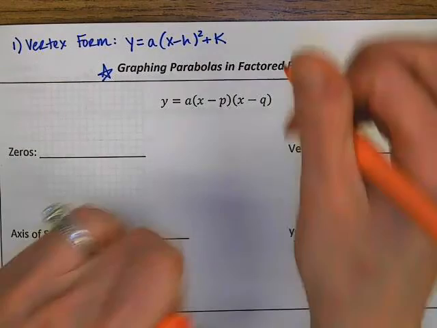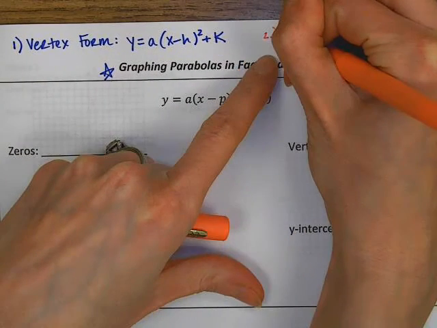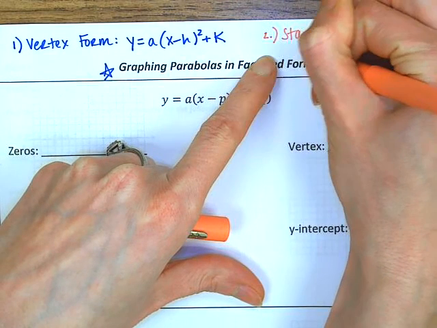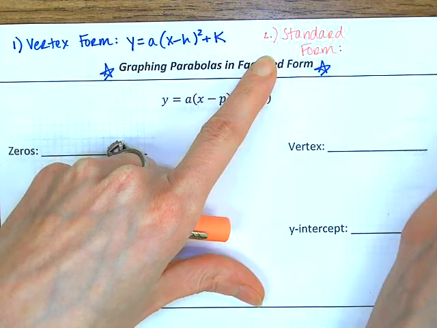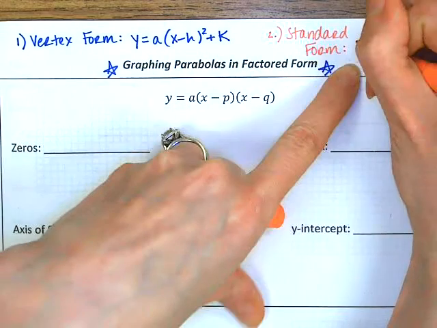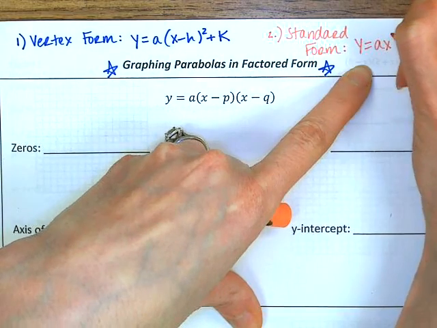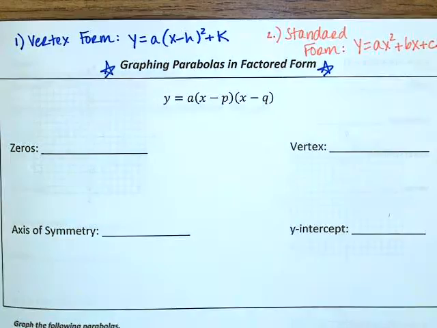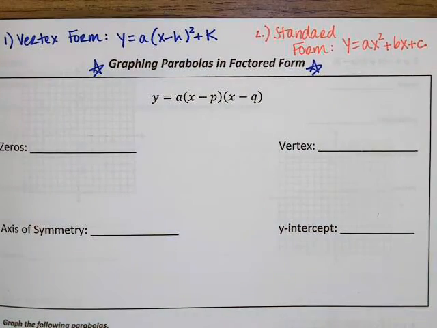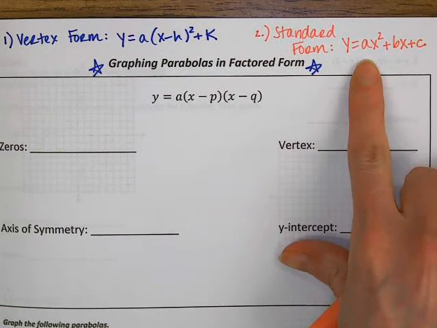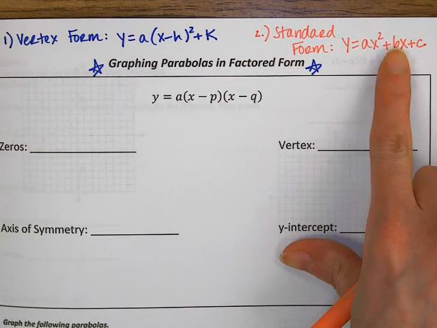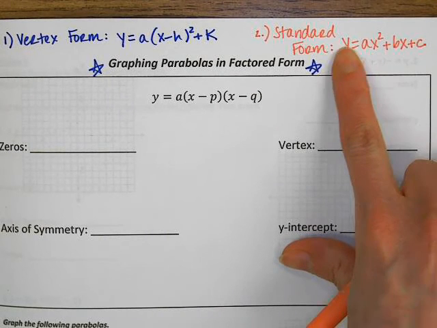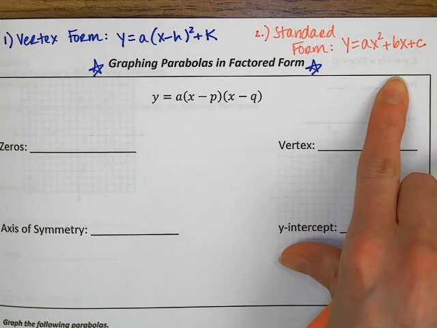And then next, after that, we graphed parabolas given to us in standard form. And if you remember, standard form is y equals ax squared plus bx plus c. And that's the one that we just recently did, where to find the vertex, you have to do that formula, negative b over 2a. To find the intercepts, you have to factor and solve.